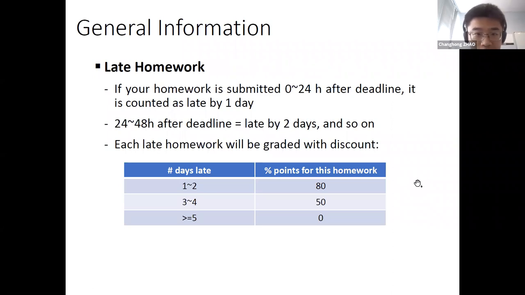We accept late homework with some policy. If your homework is submitted 0 to 24 hours after deadline, it's counted as late by 1 day, and then late by 2 days, and so on. Each late homework will be graded with discount. If your homework is late by 1 or 2 days, even if you got the full grade, you will only have 80% of the points for this homework. Late by 3 to 4 days, 50% points. And more than 5 days late, you will not have any points for this homework.